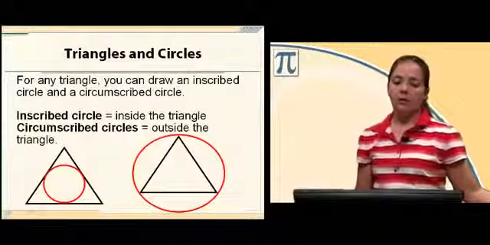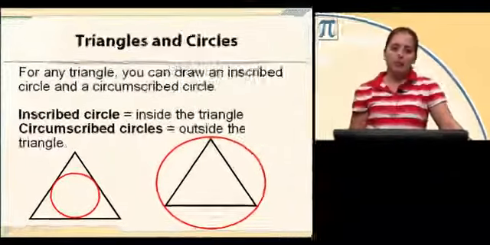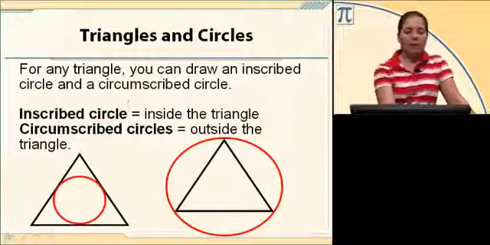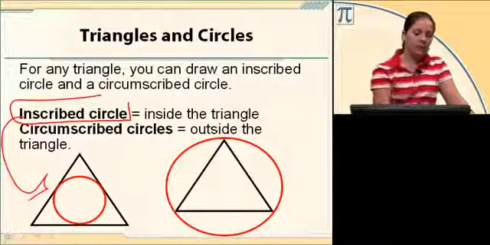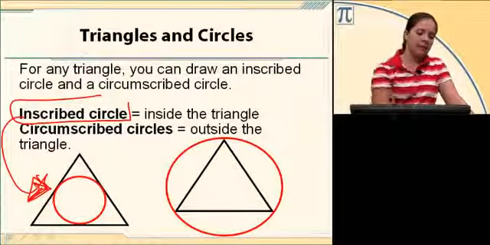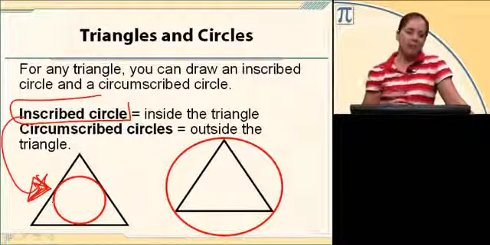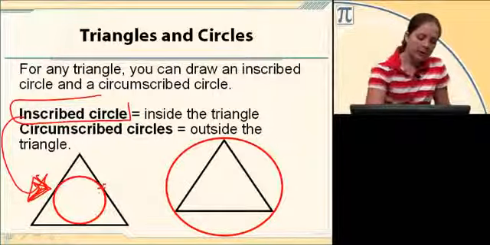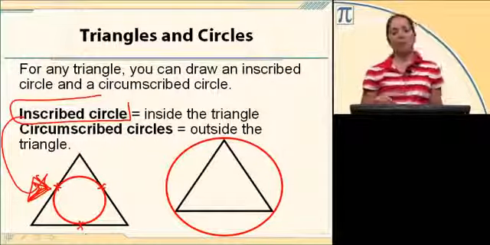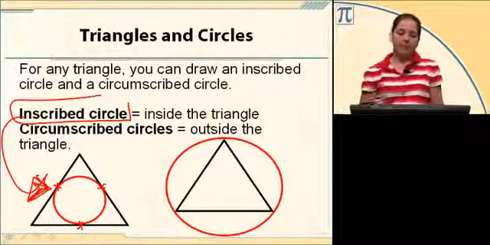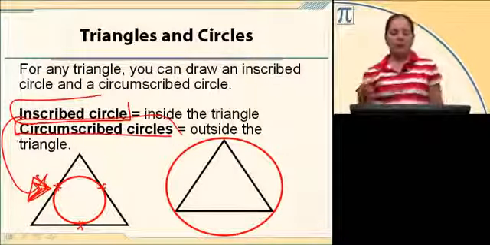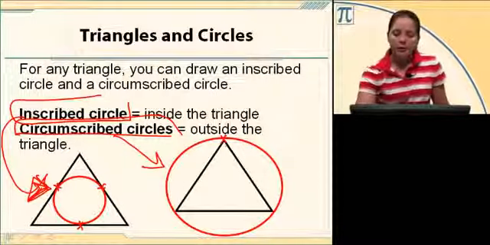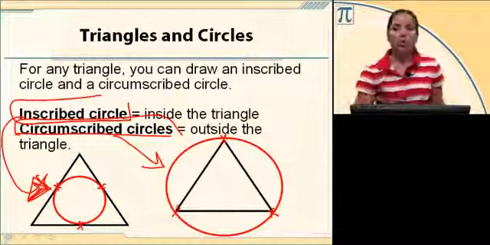For any triangle, you can draw an inscribed circle and a circumscribed circle. Now, an inscribed circle means that it's inside the triangle. So my inscribed circle is that first one. Notice the circle is inside the triangle, and all 3 sides are tangent to that circle, or they touch the circle one time. So each side touches the circle once. Now, circumscribed circles are on the outside of the triangle, and that's my second one here. This time, each vertex is on the circle.